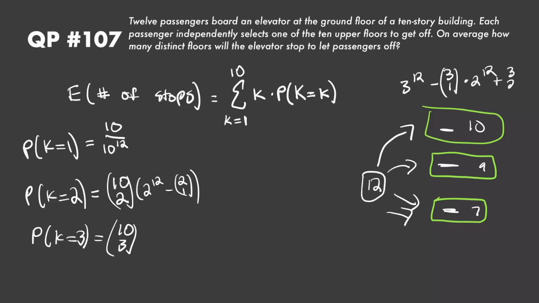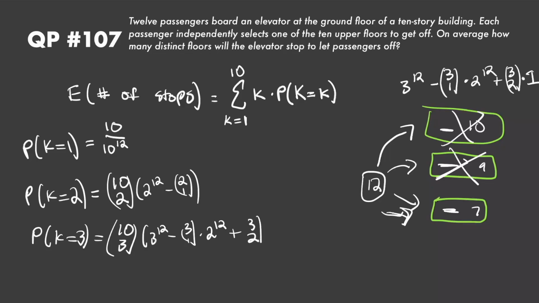So I have 3 choose 2 ways to choose 2 floors to be empty, and then I only have 1 way to distribute 12 objects to 1 floor. So it's just going to be 3 choose 2 times 1. Now the probability that k is equal to 3 is just going to be 10 choose 3 times this number right here, which is 3 to the power of 12 minus 3 choose 1, I'll say, times 2 to the power of 12, and then plus 3 choose 2 times 1.